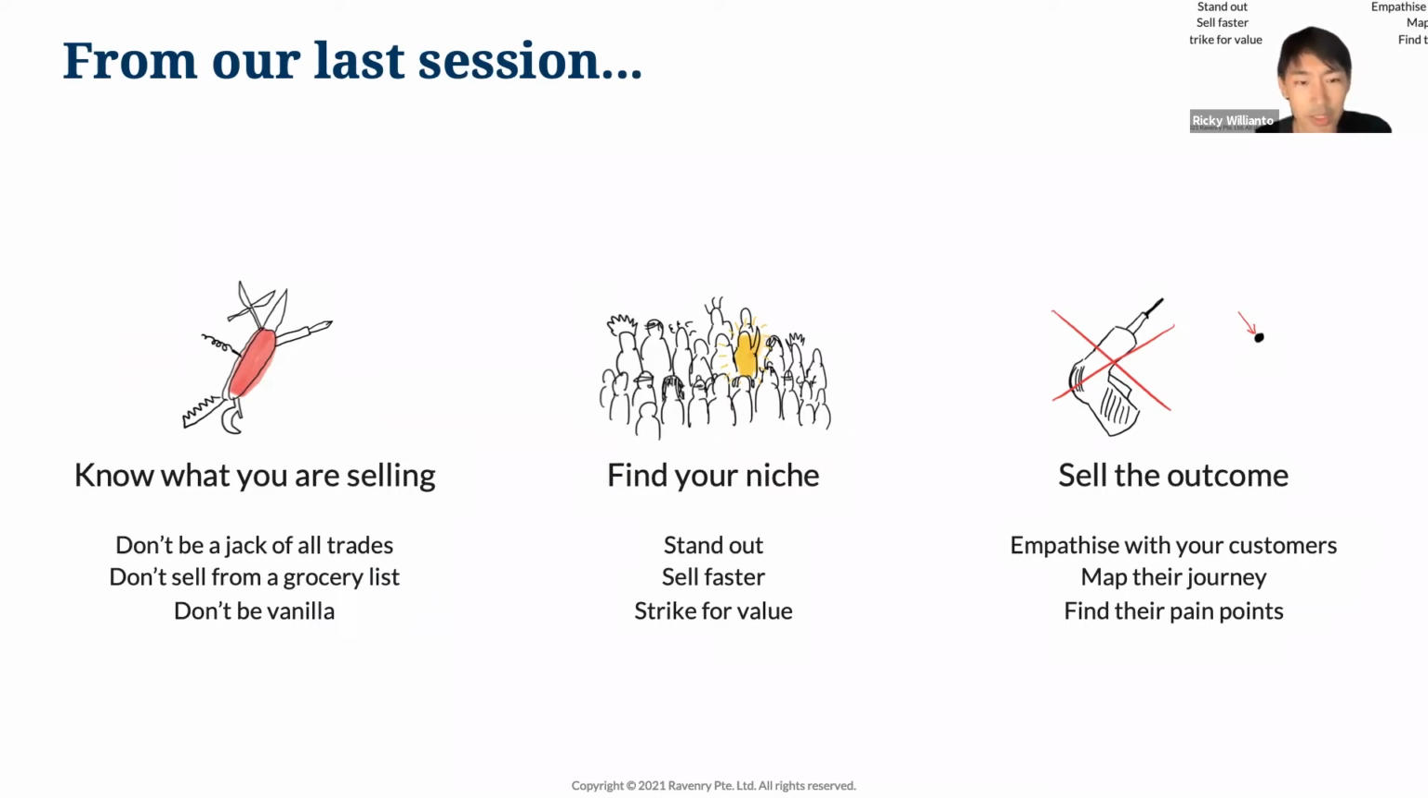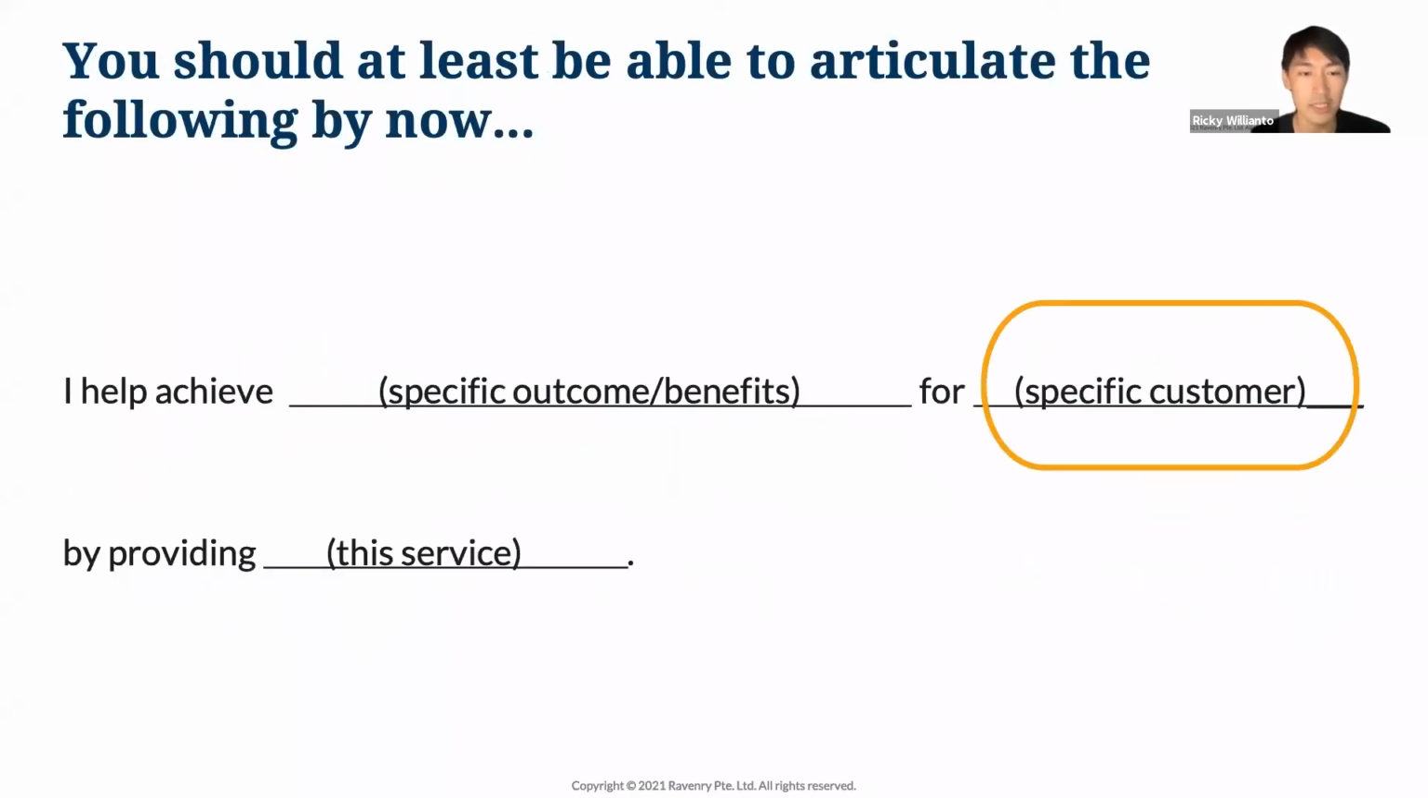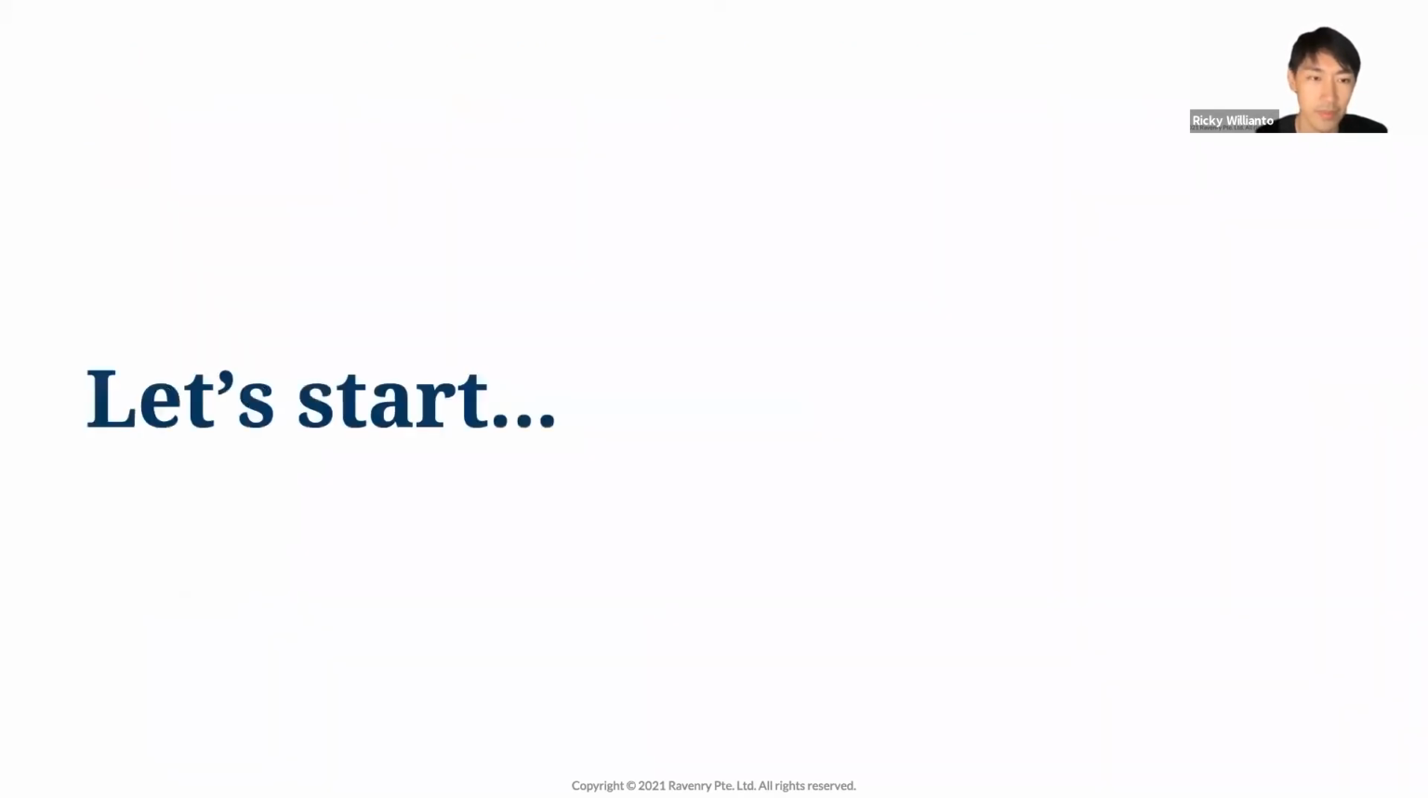So these were the 3 things that we talked about last week. And the outcome of that was something quite simple. We just wanted you to be able to articulate one thing, which is your service offerings, in one sentence. And I think last week we talked quite a bit about the specific outcome and benefit, right? We talked about how you can package your offerings. But today we'll talk a little bit more about how you can determine your customer segment and how you actually go about finding them and acquiring them. So that's our focus area for today. So let's begin.